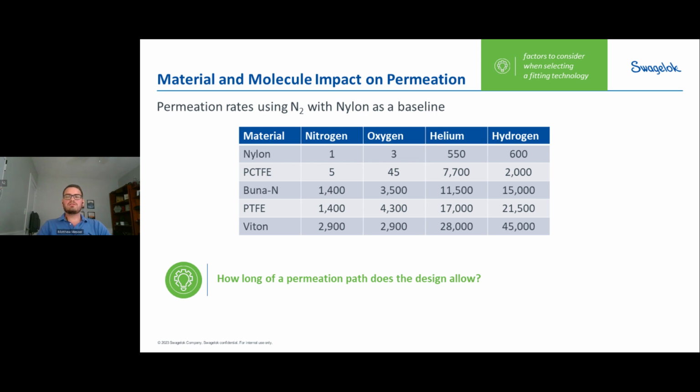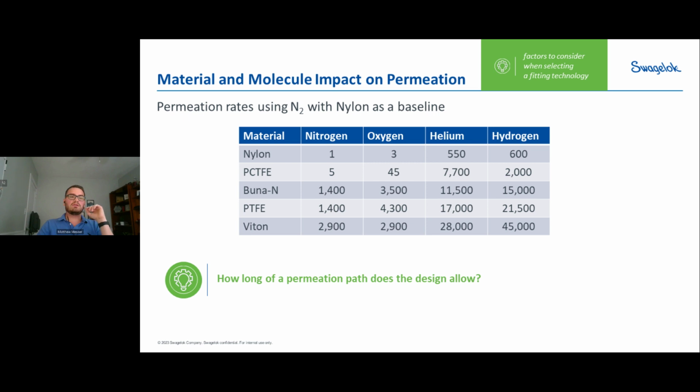And on the screen, you'll see we have these little green boxes that say factors to consider when selecting a fitting technology. What I really want you to do is start to think about what these factors do and how they affect choosing a different fitting when you're going to size up a project for your applications. So for this slide, what we really want you to take away is how long of a permeation path the design allows, because material and molecule really affect what that's going to look like.